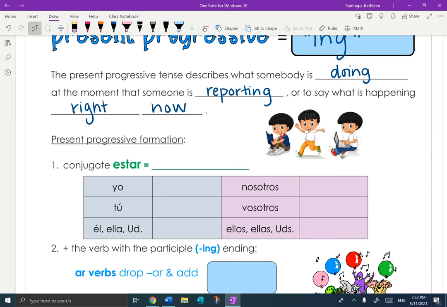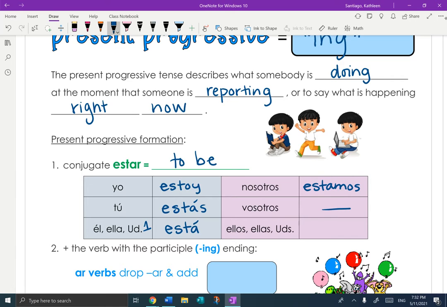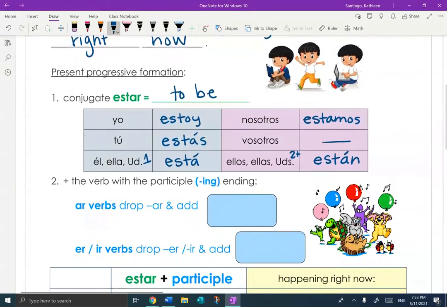Step one is to conjugate estar. So let's review the conjugations of estar. Estar means to be, and it will be our helper verb. Yo estoy. Tú estás. Él, ella, usted, any one person, está. Nosotros estamos. And ellos, ellas, ustedes, any two or more people, están. Please note the accent marks, those are necessary. Again, estoy, estás, está, estamos, están. That's part one of the formation.